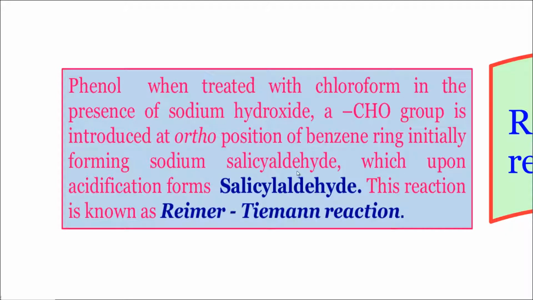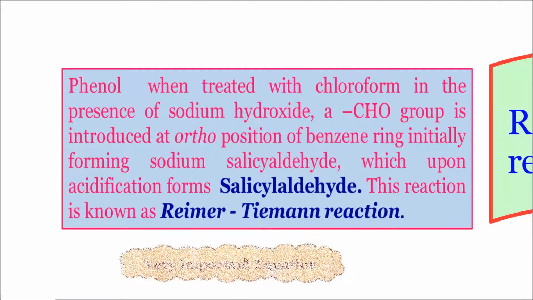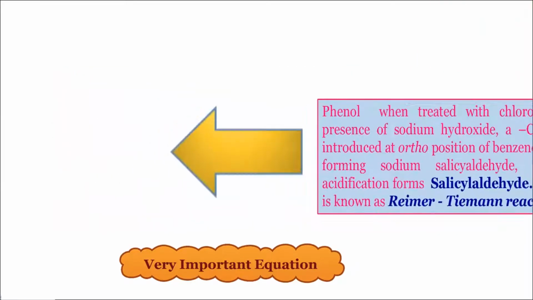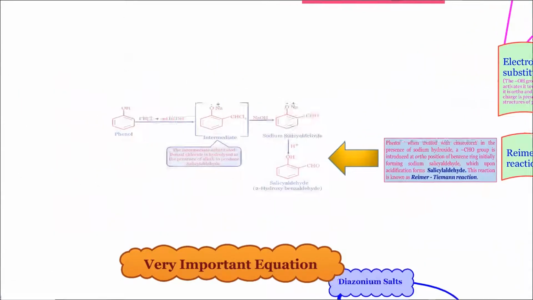This sodium salt of salicylaldehyde is acidified with HCl to obtain salicylaldehyde or 2-hydroxybenzaldehyde. It is this reaction which is called Reimer-Tiemann reaction. This is a very important reaction from the examination point of view as well as entrance point of view. Now let's look into the reaction equation.